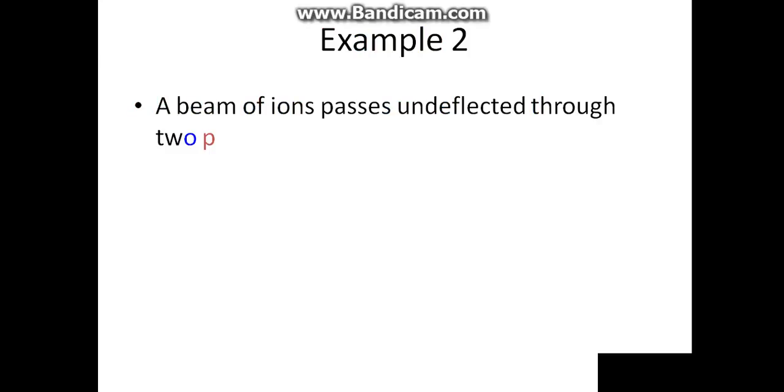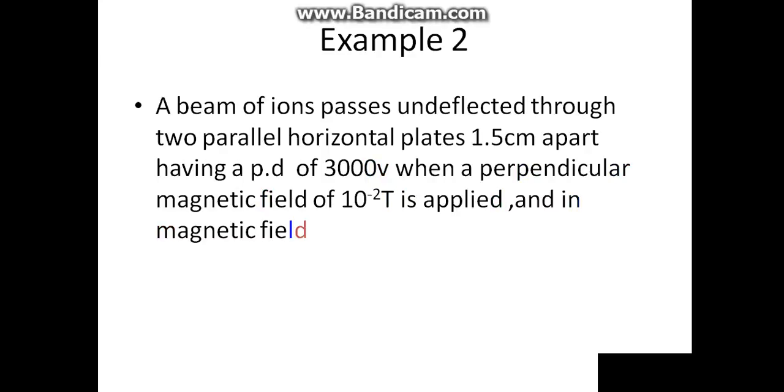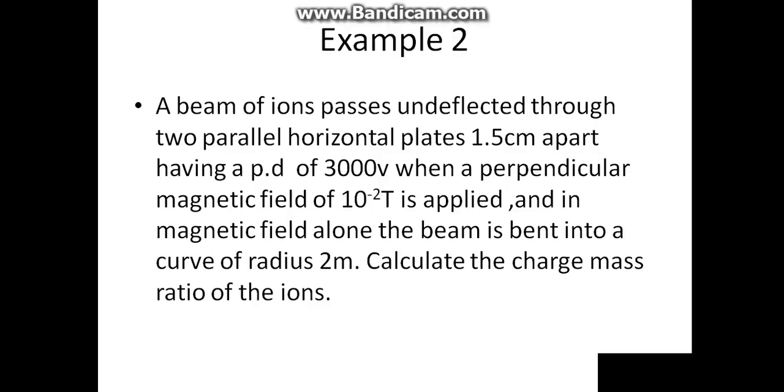Example 2. A beam of ions passes undeflected through two parallel horizontal plates 1.5 cm apart, having a potential difference of 3000 volts, when a perpendicular magnetic field of 10^-2 Tesla is applied, and in the magnetic field alone the beam is bent into a curve of radius 2 meters. Calculate the charge to mass ratio of the ions.